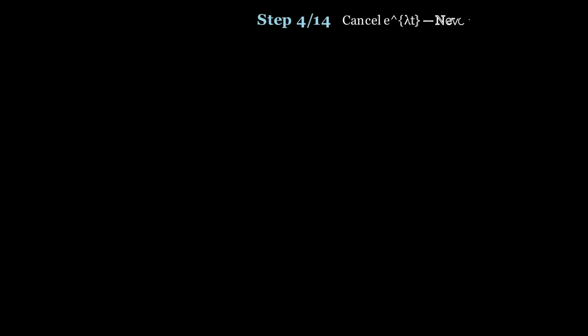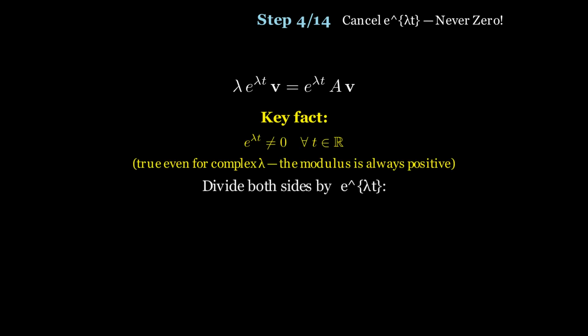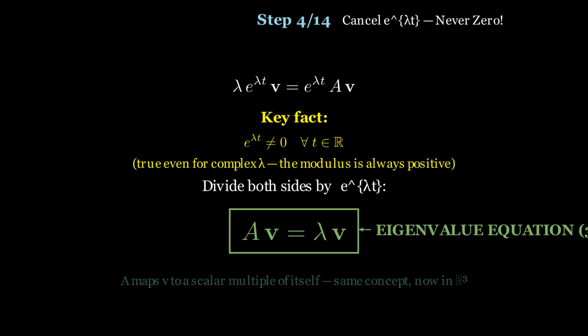Step 4. Because e to the lambda t is never 0, we divide both sides by it, and the exponential cancels entirely. We are left with A v equals lambda v, the eigenvalue equation. For the 3 by 3 case, this means the matrix A maps the vector v in three-dimensional space to a scalar multiple of itself. The direction of v is preserved, only its length is scaled by lambda.